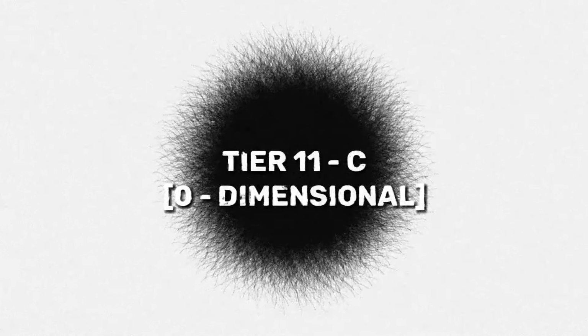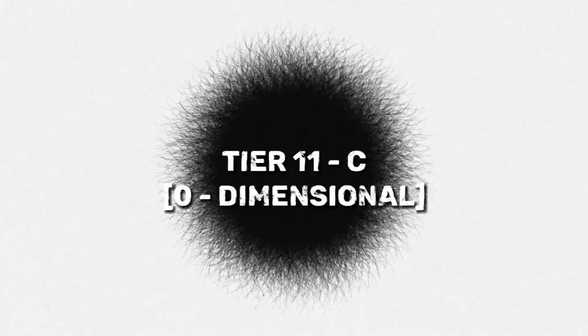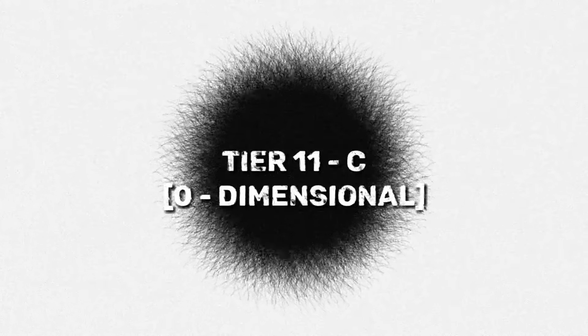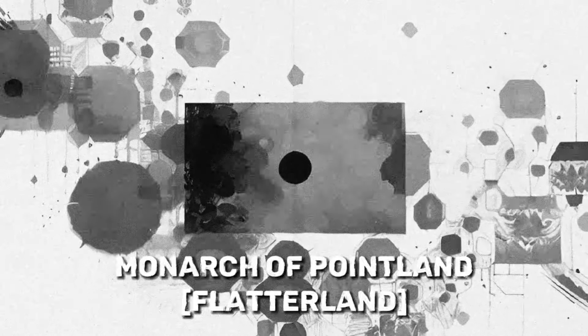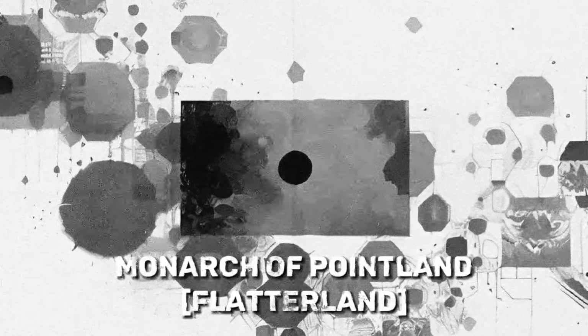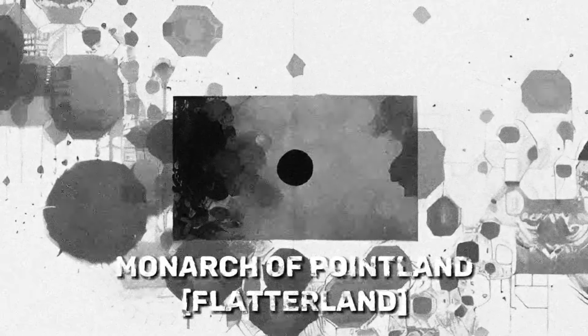And below even this is the zero-dimensional, which falls under the category of Tier 11C. Tier 11C contains beings who have no dimensions at all. They lack all the dimensions and are just a dimensionless point. A character who can be scaled as zero-dimensional is Monarch of Pointland from Flatterland. MoP is literally the definition of a zero-dimensional being, and is perfect to portray this scale.